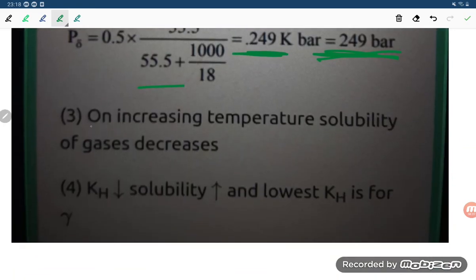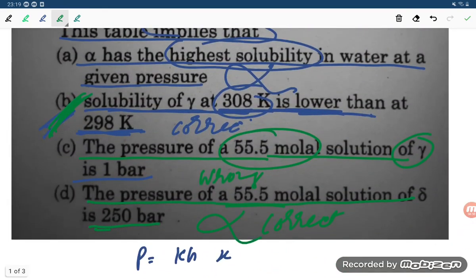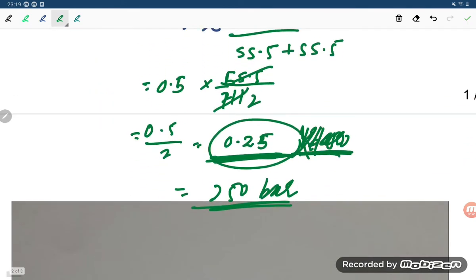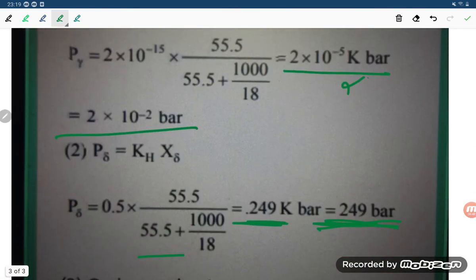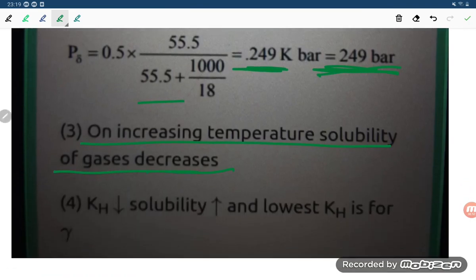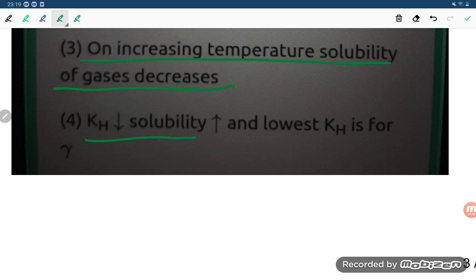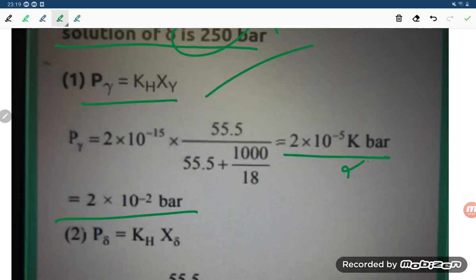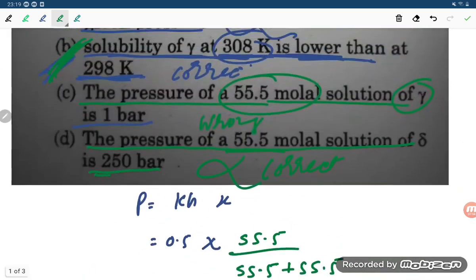On increasing the temperature, the solubility of a gas decreases. And option B says the solubility of gamma at 308 Kelvin is lower than at 298 Kelvin. That is also correct. On increasing temperature, solubility of gas decreases, that is correct. As KH decreases, solubility increases; the lowest KH is for gamma. So our correct options are B and D.